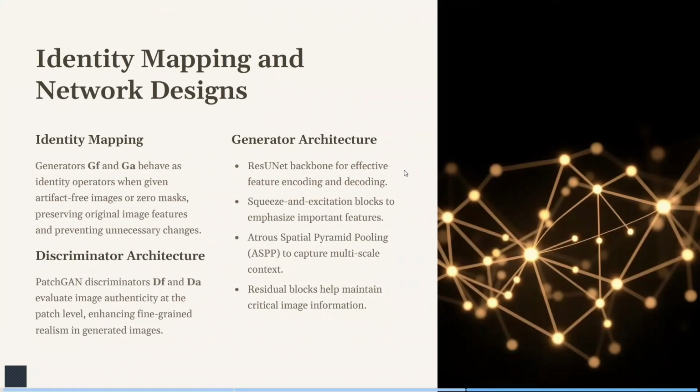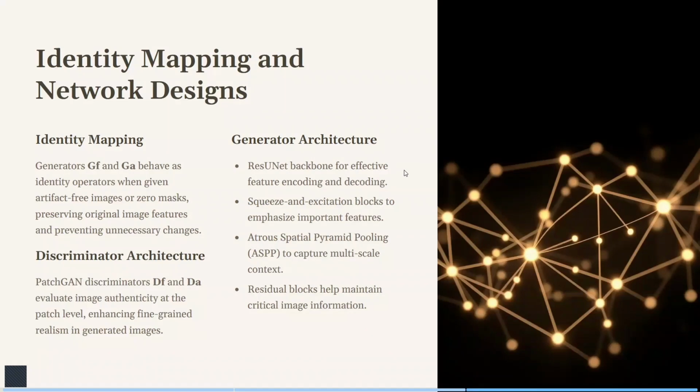Beyond these cycles, we use identity mapping as a regularization strategy. If GF is given an already clean image, it should ideally return the same image. If GA is given a corrupted image along with a zero valued mask, which signals don't add new artifacts, it should also behave like an identity operator. This helps the network learn to leave images unchanged when it's appropriate, reducing unnecessary distortions.